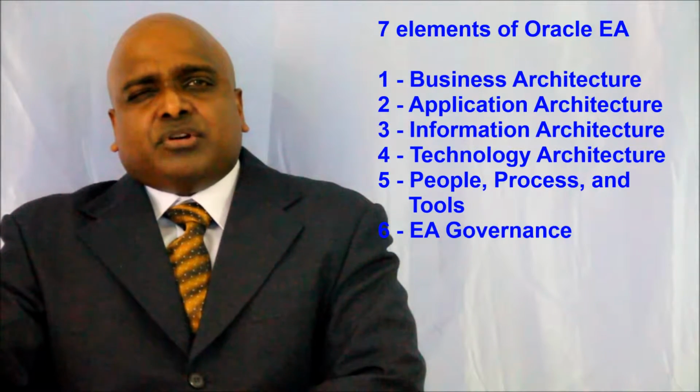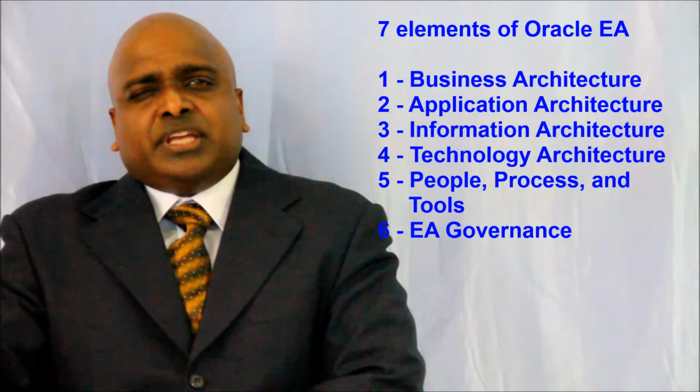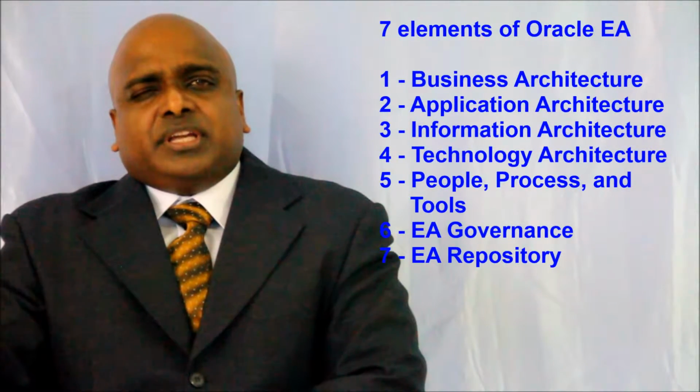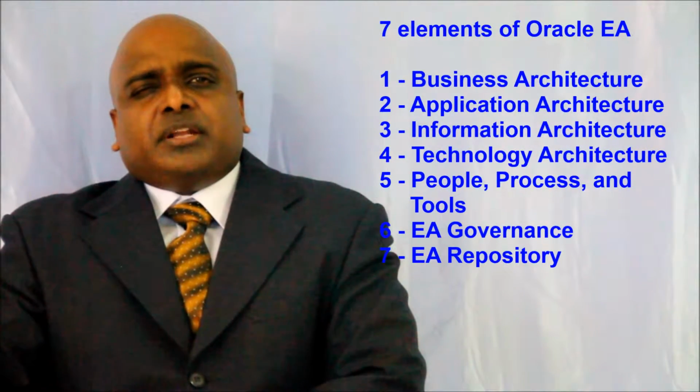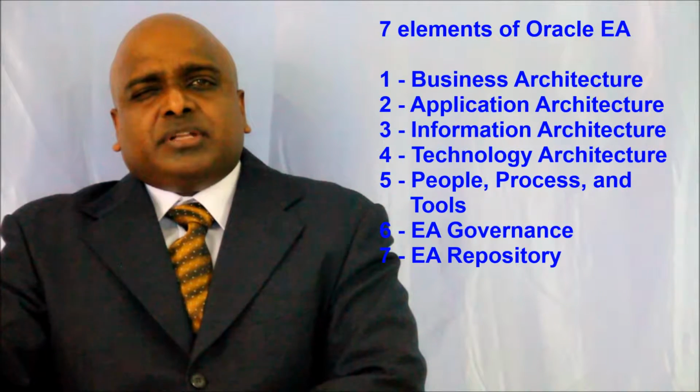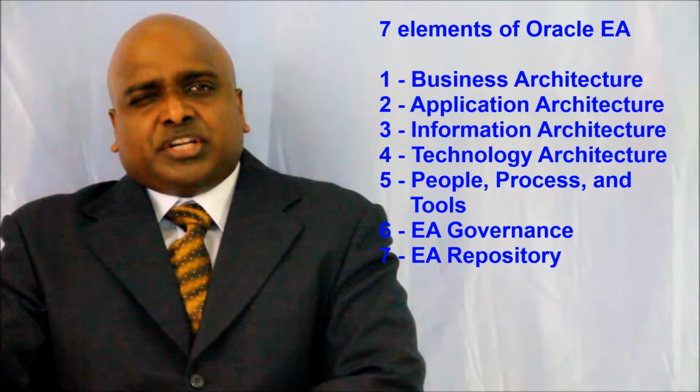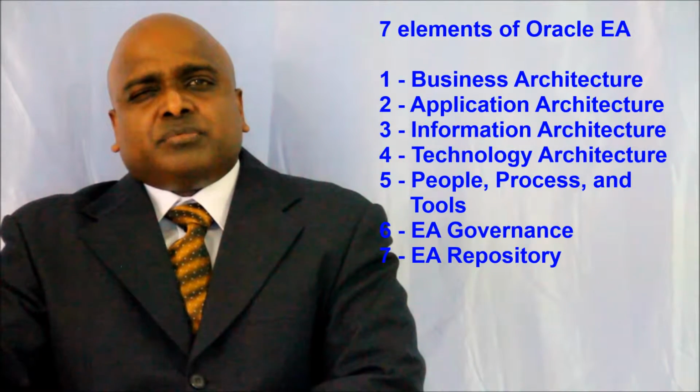An EA governance body is used to guide each project and ensure its alignment with the EA during IT transformation and solution implementation. Seventh element, EA repository. It provides information describing the current state of the architecture, and a library of reference architecture models and principles that describe the desired state of the architecture as per business objectives.